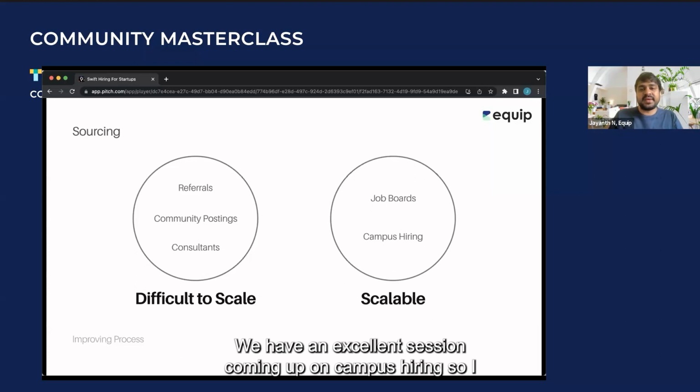We have an excellent session coming up on campus hiring, so I don't want to be a trespasser. I will let that happen on its own. We will focus on job boards.